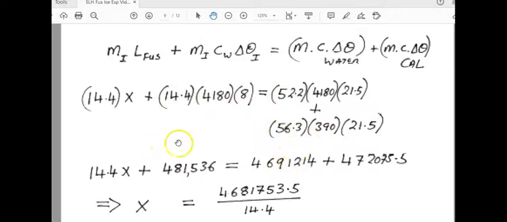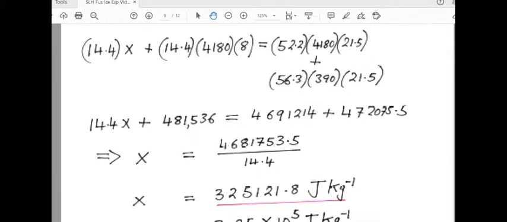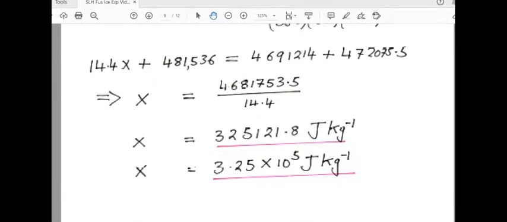The good news is that in an honours Leaving Cert Physics paper, at this stage you will have achieved most of your marks, and the marks for the mathematics are not huge. I leave the maths to you, and I worked out a final answer of 325,121.8 joules per kilogram. It's very important to know the correct units for this.